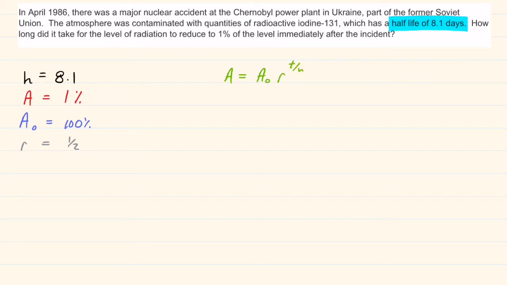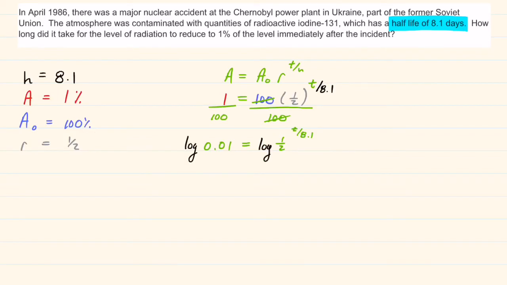Now we have everything we need to plug into the formula, so I'm going to have 1 equals 100 times 1/2 to the power of T over 8.1. On any of these problems, if you're solving for an exponent, a good first step is whatever A naught is, divide both sides by that number. So I'm going to get 0.01 equals 1/2 to the power of T over 8.1.